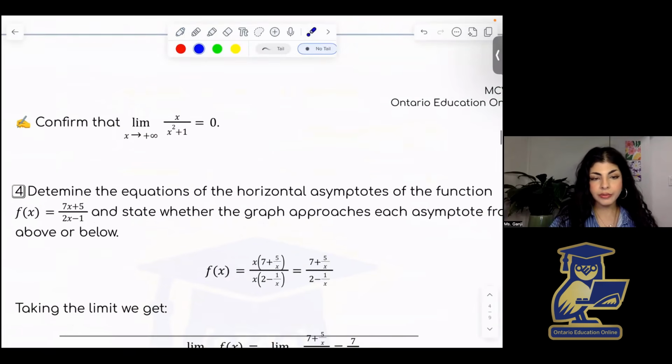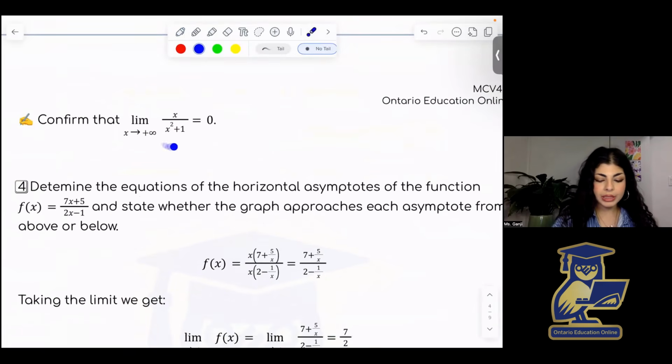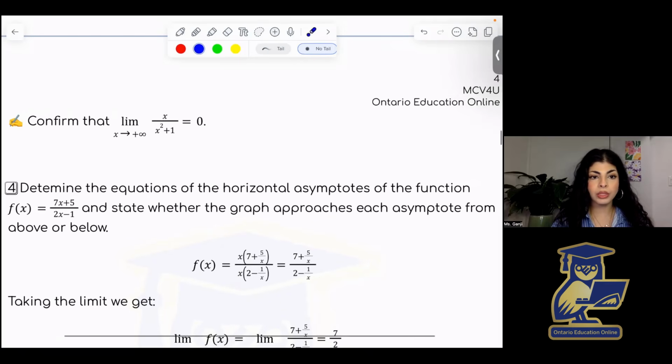And now, just for another practice for yourself for what we just did for rational functions, you can practice that the limit as x approaches positive infinity of x over x squared plus 1 will be 0. So all you're doing is just factoring out those x values and the x squared in the denominator, and you should get that your overall limit will be 0.